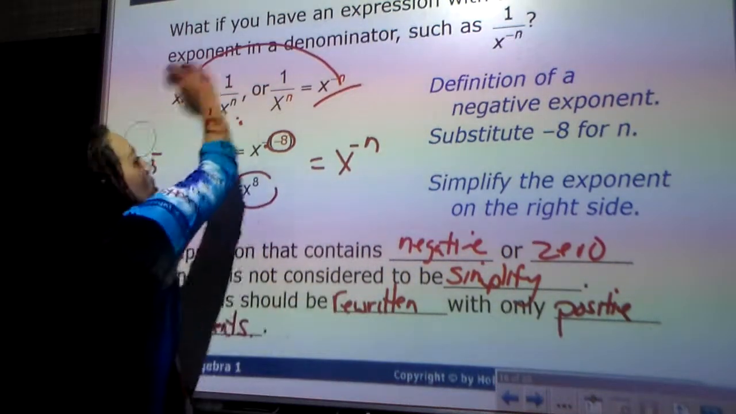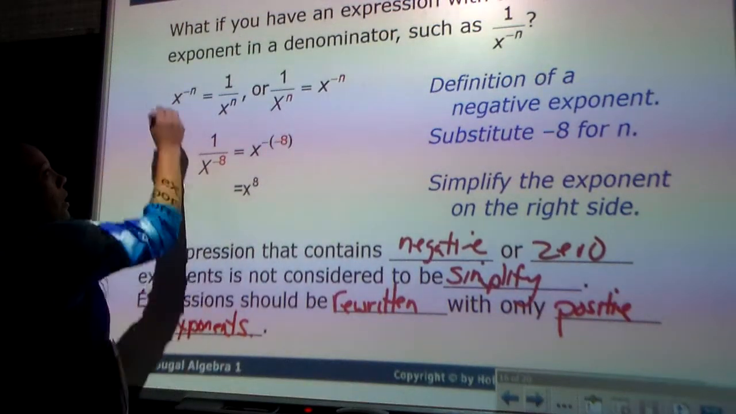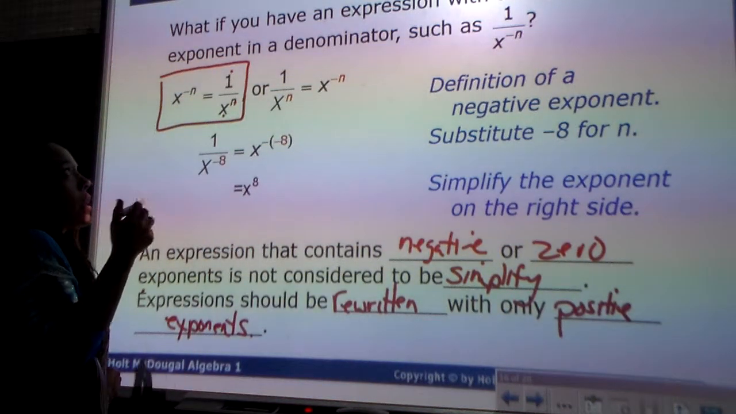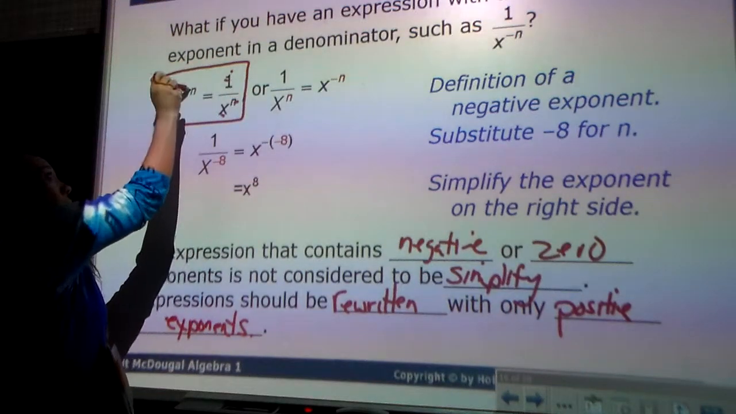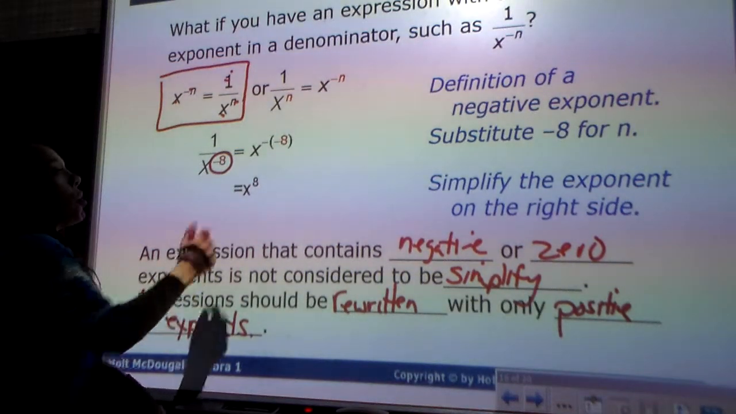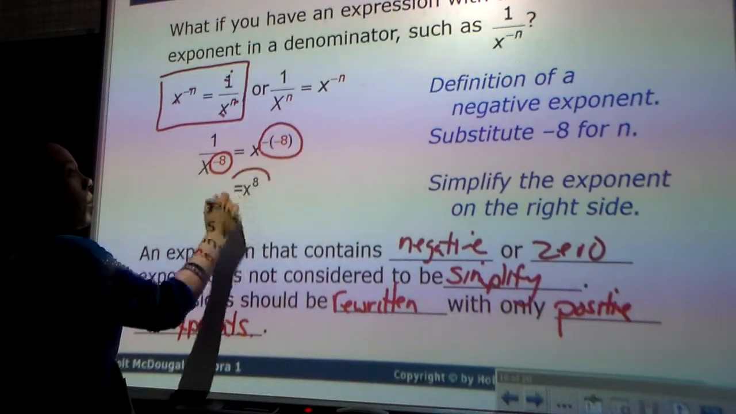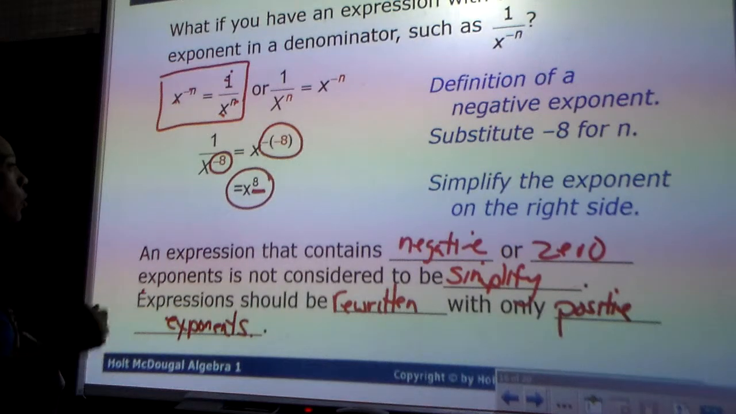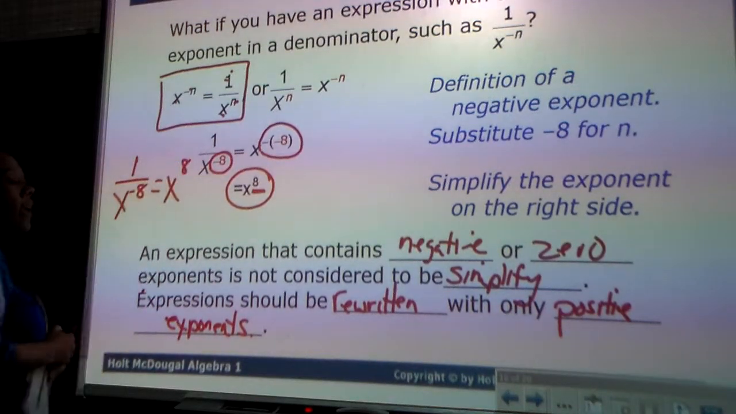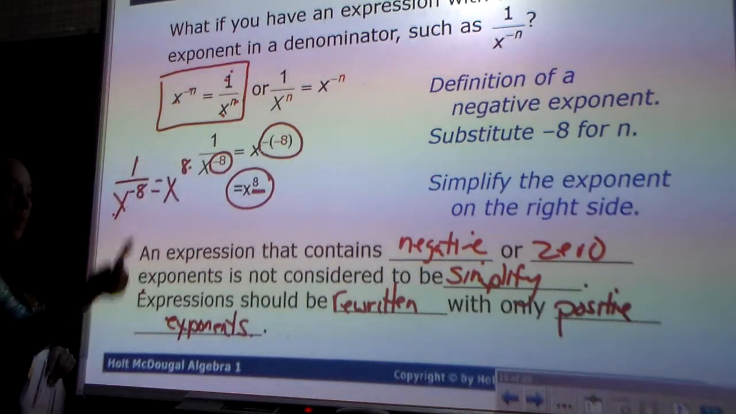Let me erase this and show you one more time. All we did was work backwards. If x to the negative power means 1 over x to the power, if you work backwards, 1 over x to the power is x to the negative power. If you have a negative down here and you work backwards, you're going to end up with a double negative. So as a general rule, you put a positive exponent there. So 1 over x to the negative 8 equals x to the positive 8. It's literally the opposite. Now you have a positive exponent up here. Okay?